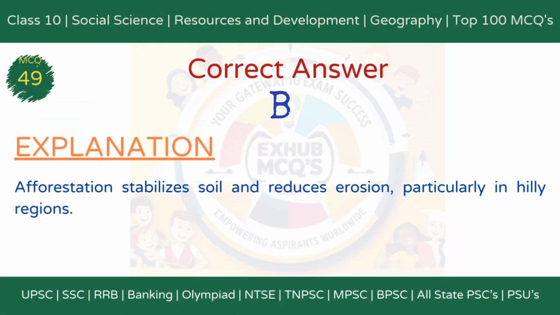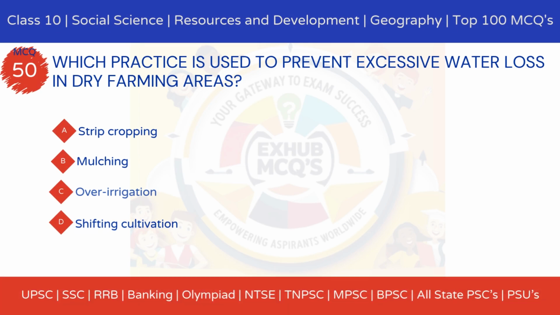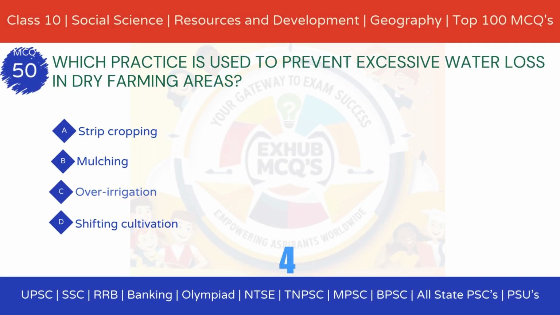The correct answer is option B, prevents landslides. Explanation: afforestation stabilizes soil and reduces erosion, particularly in hilly regions. MCQ 50. Which practice is used to prevent excessive water loss in dry farming areas? Option A, strip cropping. Option B, mulching. Option C, over-irrigation. Option D, shifting cultivation.